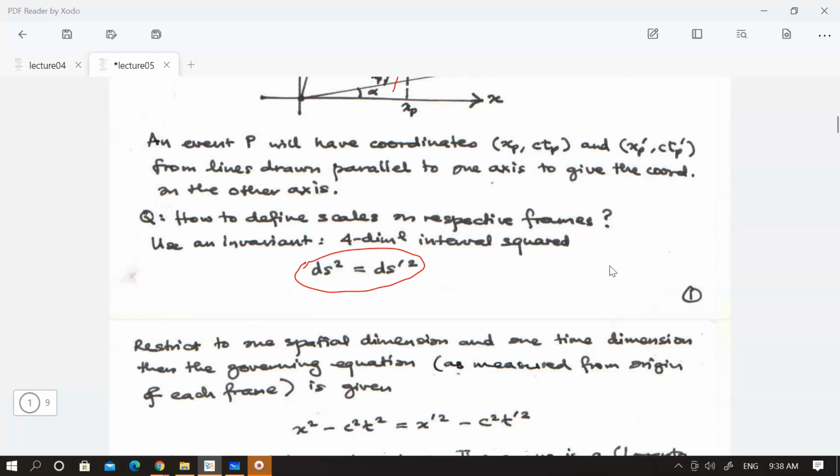So let's do this for a simple case before we think in terms of the full three-dimensional space and one-dimensional time. So we restrict ourselves to one-dimensional space and one-dimensional time. Then you can see what kind of equation comes out. Well, remember ds squared is dx squared plus dy squared plus dz squared minus c squared dt squared. So if it's one space and one time, I would only have this.